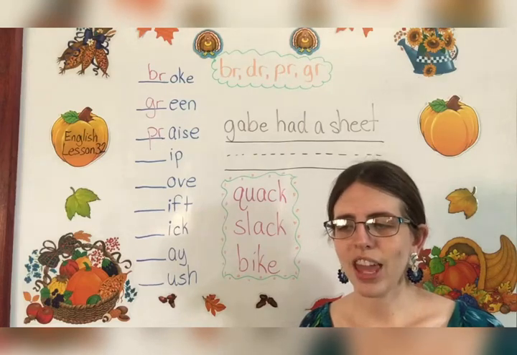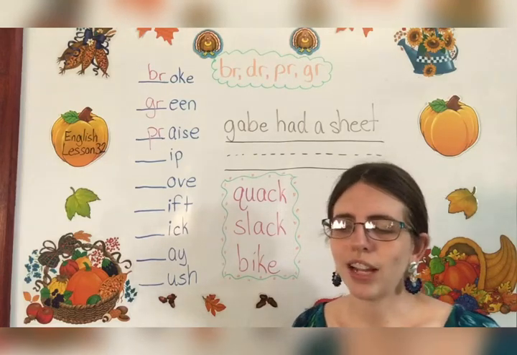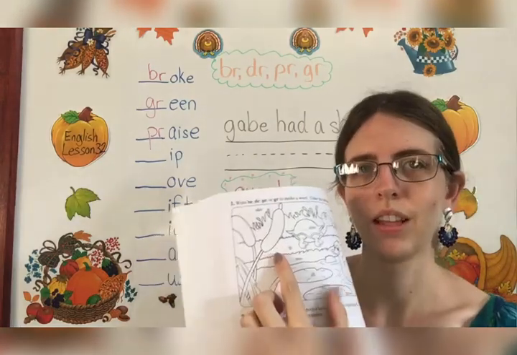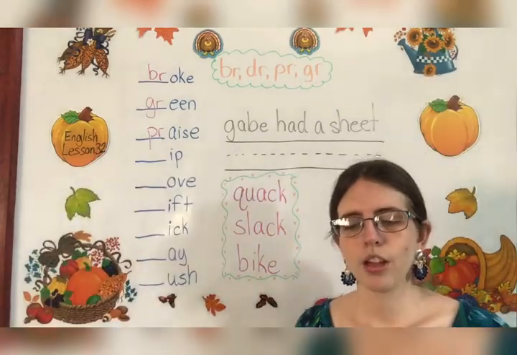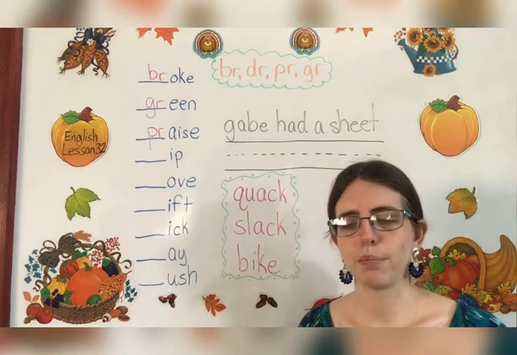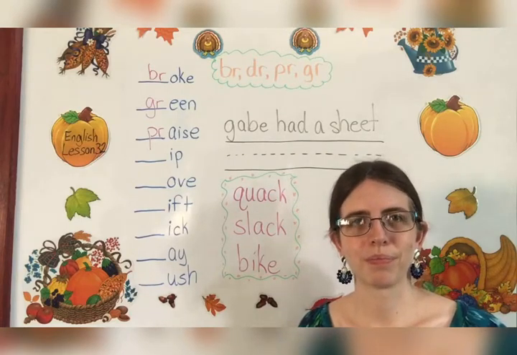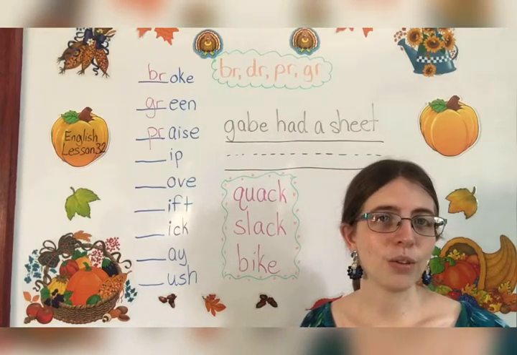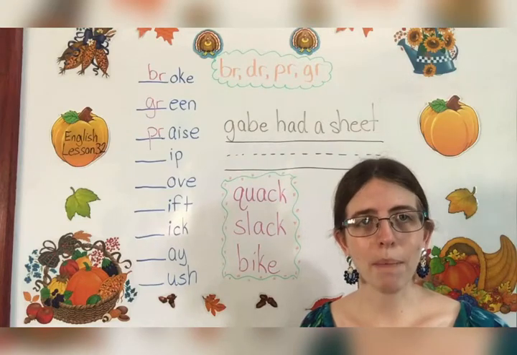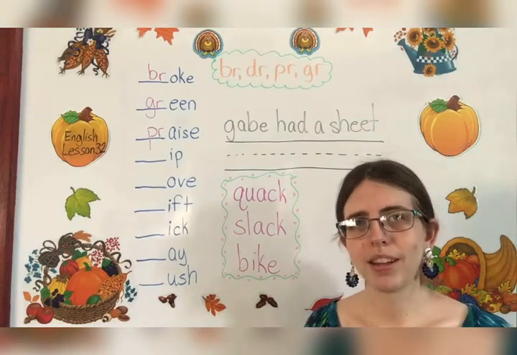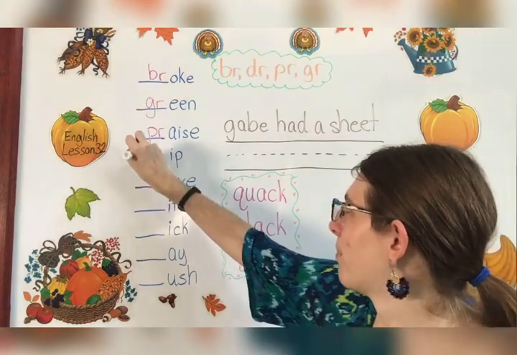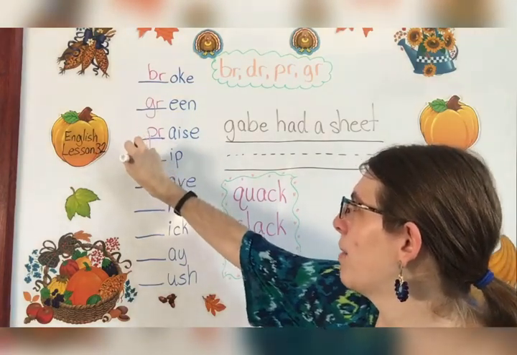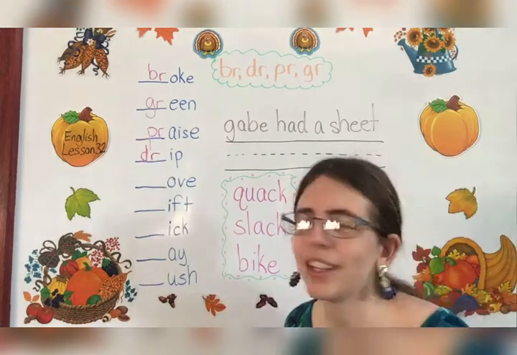Next we have ip. That's on the ground next to the turtle. Ip, right there. Brip, drip, prip, grip. You could actually use two. You could say drip or grip. Either one. I'm going to say drip. But you can use drip or you can say grip. Those are both words.